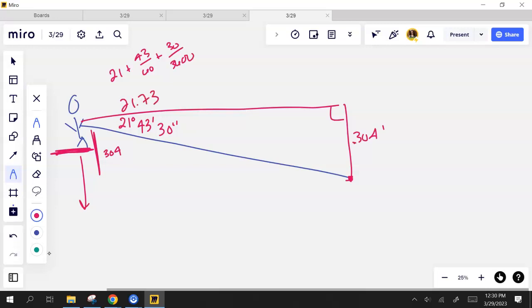I've got the opposite. I need the hypotenuse. This is what kind of problem? Sine. The sine of 21.73 equals opposite over, this is what I need to find, so I'm going to put a variable here, over hypotenuse.